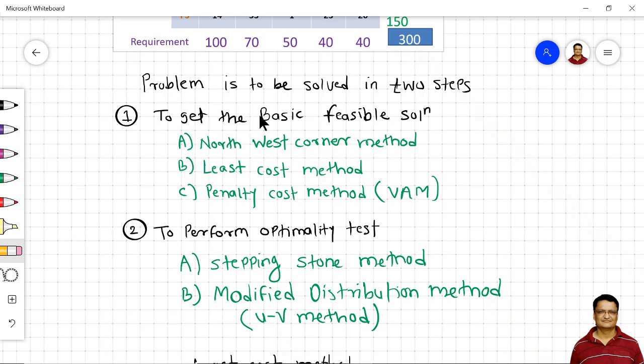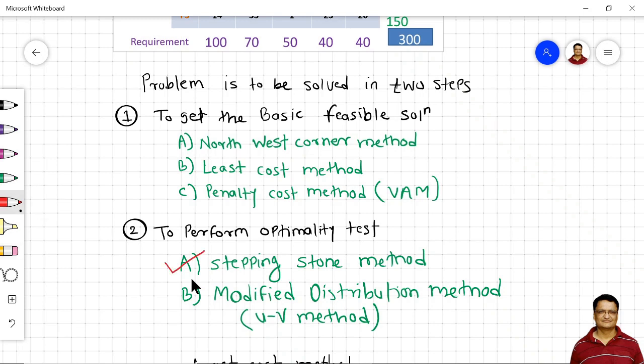Once we are ready with the basic feasible solution, we have to perform the optimality test, and that can be performed with the help of the stepping stone method or the modified distribution method. As we have been told in this problem to make use of the stepping stone method, we will make use of the stepping stone method.